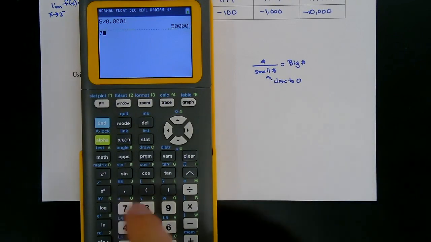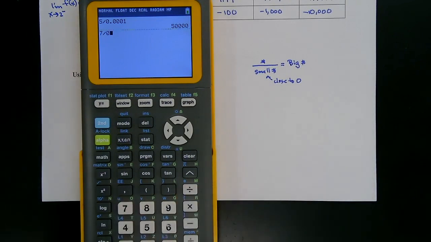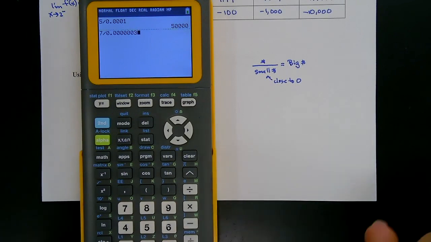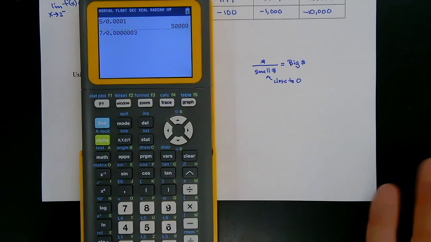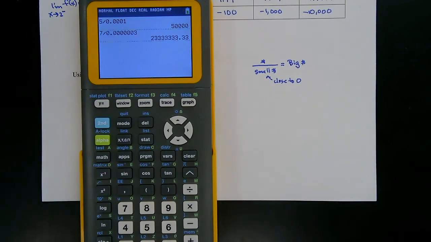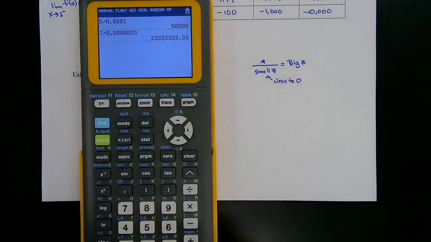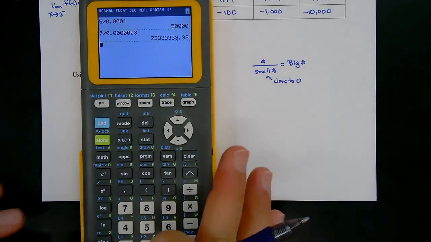If I take 7 and divide by 0.000003, that's also a really small number. That's a number that's really close to 0, right? And we get a big number, right? So that's what I'm saying here. And that's going to be the idea behind these, okay?